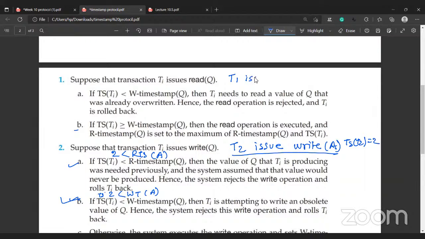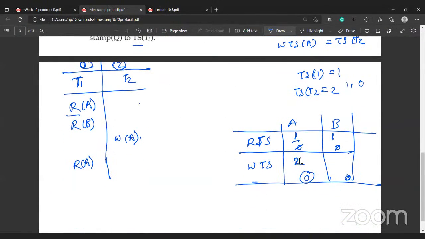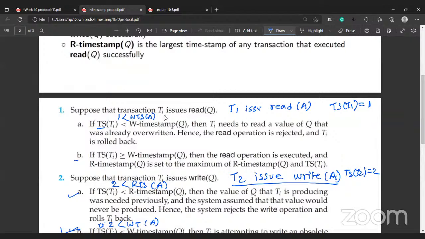T1 issues a read operation on data item A, right? So now we have to check the transaction timestamp of T1. The transaction timestamp of T1 is 1, right? You have to check whether 1 is less than the write timestamp of A. What is the write timestamp of A? We can see the write timestamp of A is 2. So 1 is less than 2. This is correct, right?